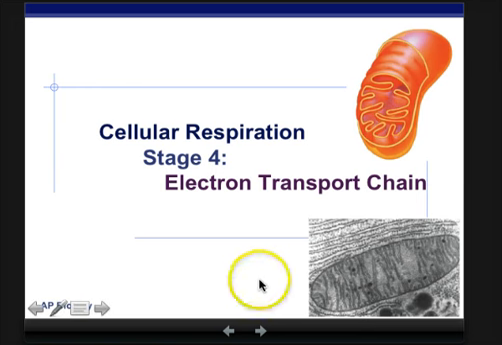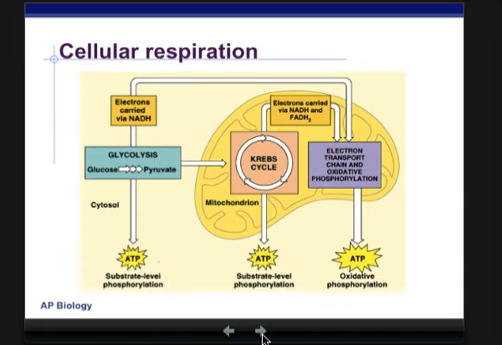All right, so remember that where we're beginning here is after glycolysis has happened, and the intermediary step where we form acetyl-CoA and the Krebs cycle have happened, and now we're moving on to the electron transport chain. All right, so here is that picture right out of your book in chapter 9, kind of giving you the big picture.